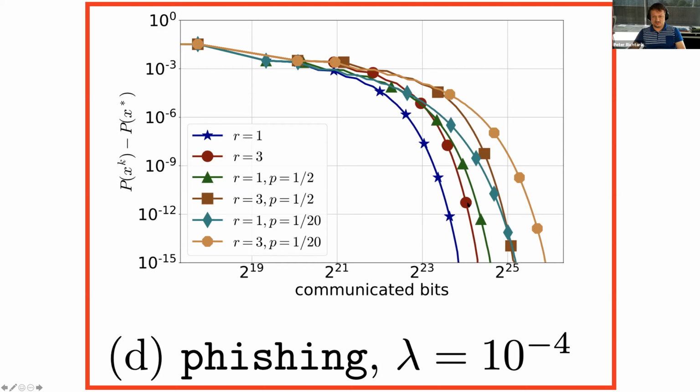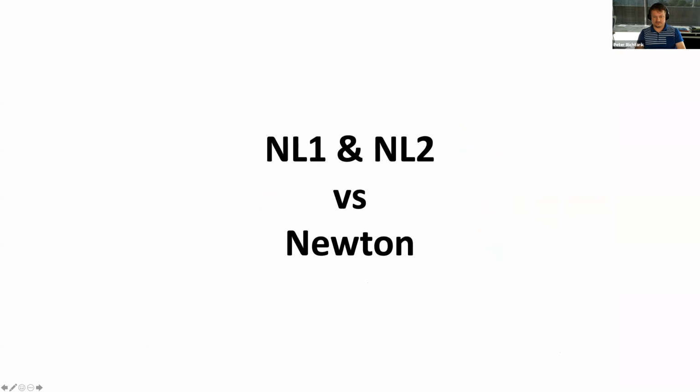And in fact, this is a general property. As you sparsify less and less, the number of communicated bits will grow. So this suggests that it's best to use the maximum possible sparsification strategy, which means you want to be as far as possible away from what Newton's method does. So that's good, and that's why in the subsequent experiments we sparsified maximally.